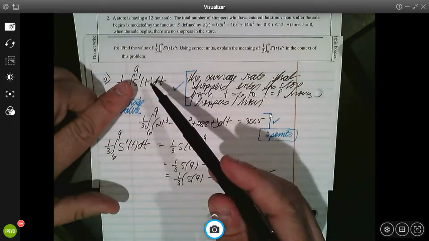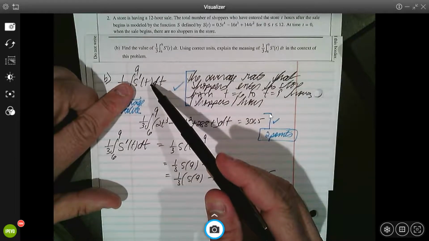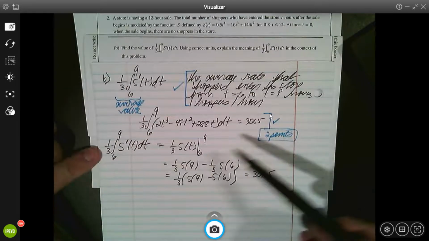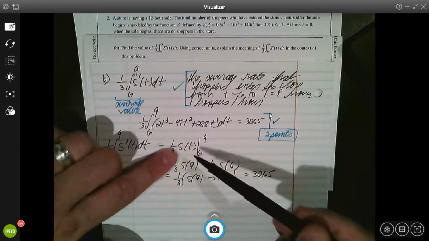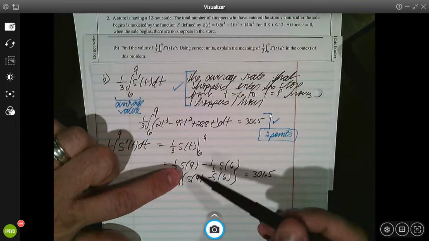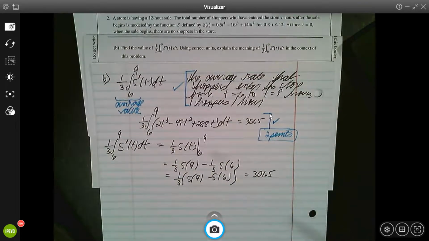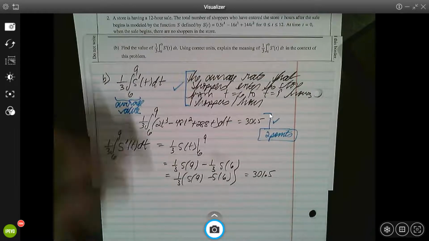So you could use the derivative of the function and evaluate on the calculator. That's great. Or you could integrate the derivative to get back to the original function, evaluate the function at 9 and 6, subtract, and good news, you get the same answer either way. All right, let's keep going.